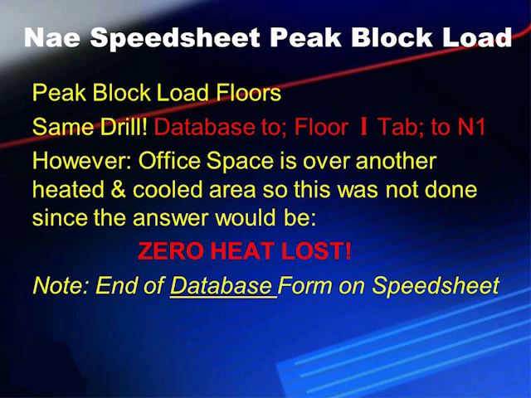Since my problem is from chapter 12 in the manual N, and that chapter has a block load, and that block load is over a conditioned space, I don't have any floor data to do. If I did, I'd go to the database, the Floor 1 tab, to the N1 form, and I'd fill it all in. But since there's controlled space below it, there's no heat loss through the floor, and so that would be the end of the database stuff. If you had a floor to fill in, you'd fill that in. That'd still be the end of the database form on the Speedsheet.